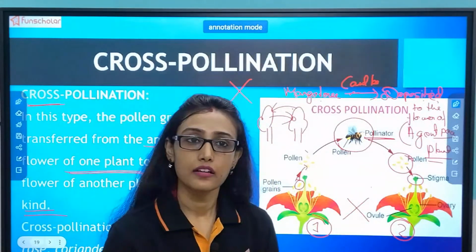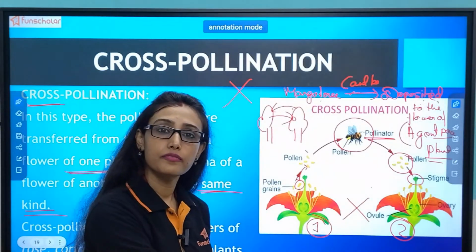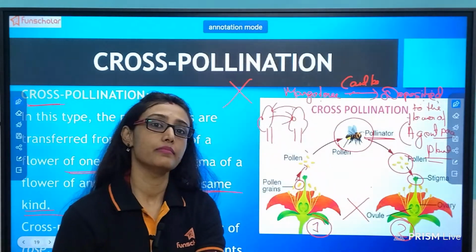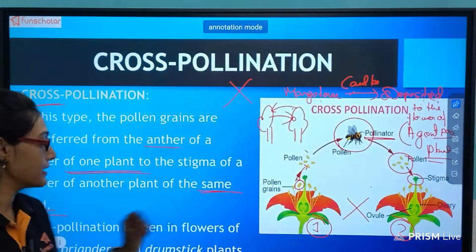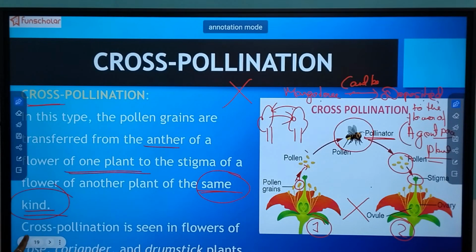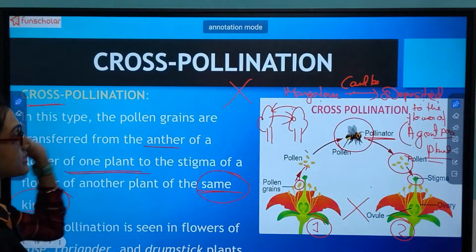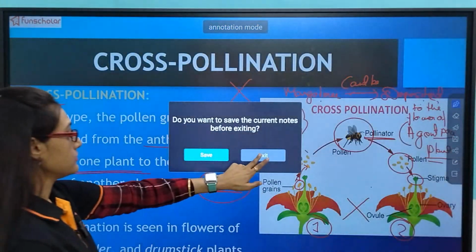That is the thing. It cannot happen that the pollen grains of the tomato plant will be taken to the pollen grains of hibiscus plant. That is not pollination. That cannot take place. So now you understood what does the word same kind mean? I hope you have. Cross-pollination is seen in flowers of rose, coriander, drumstick plants, etc. Okay, best example of cross-pollination is rose. Now, next.